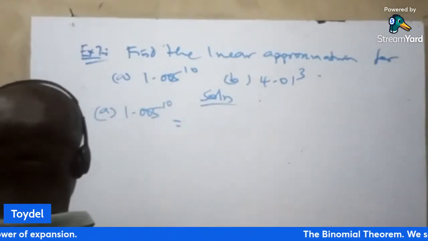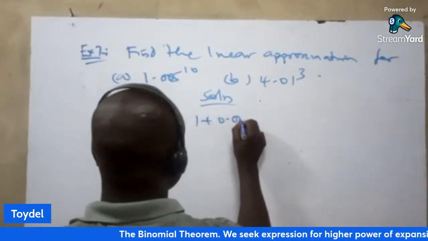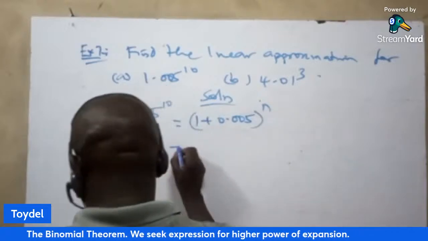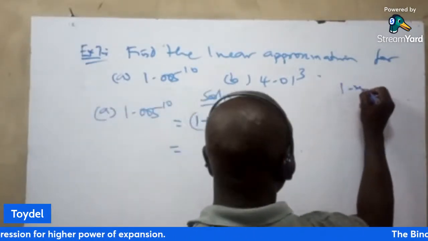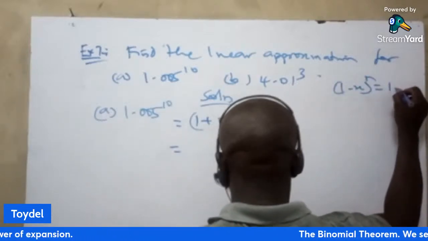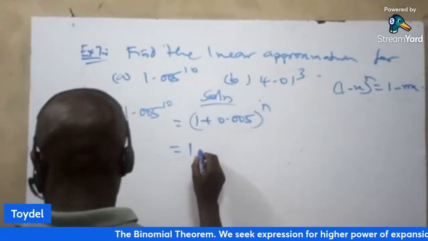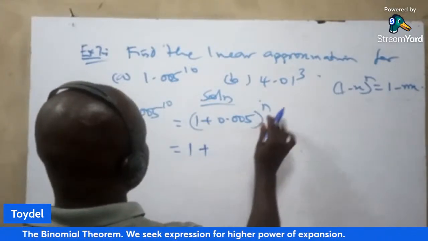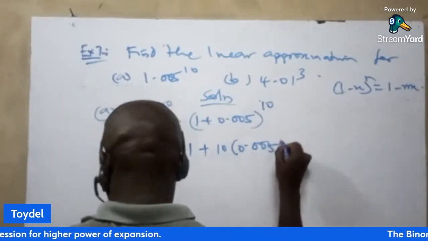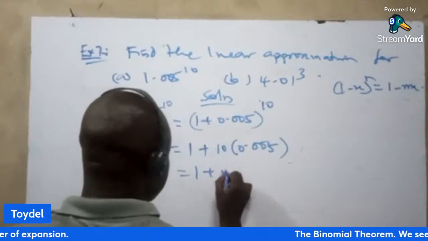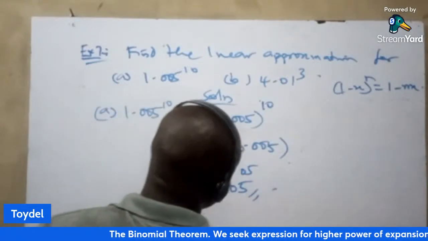What would this give us? This is the same thing as saying 1 plus 0.005, raised to the power of 10. And from the expression, we said when we have (1 plus x) raised to the power of n, it is the same thing as 1 plus nx. From the linear approximation, this will now be 1 plus, here n is 10. That will be 1 plus 10 multiplied by 0.005. At the end of the day, we have 1 plus 0.05, and that will be 1.05. This is what we are going to get.